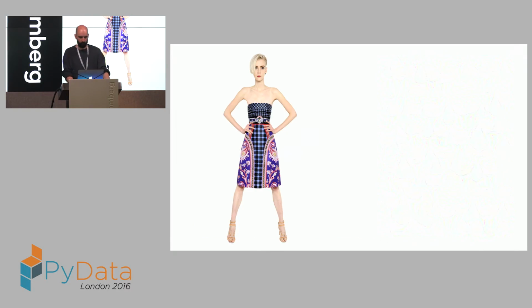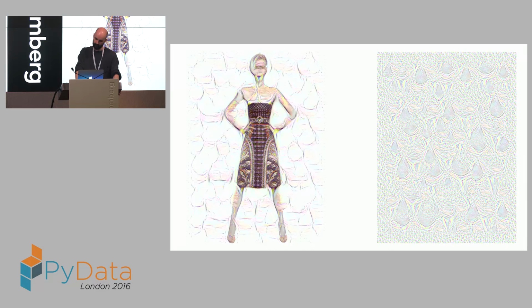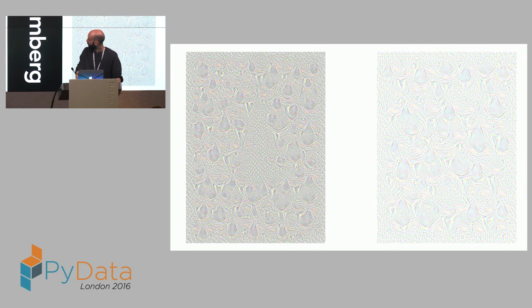OK, we can do the same with category. So category, I think, is shape. Here we have a white image, and on the side we have an image of a dress. If we do the process on this only on shape, we get something like this.